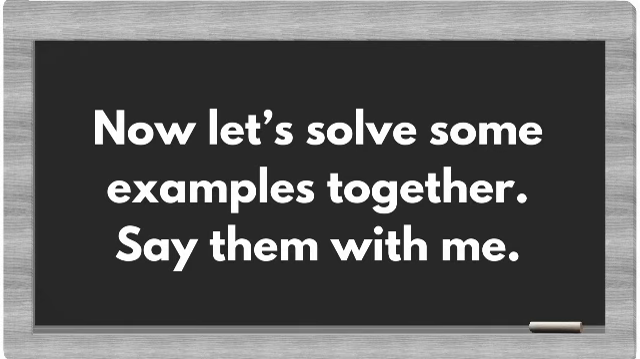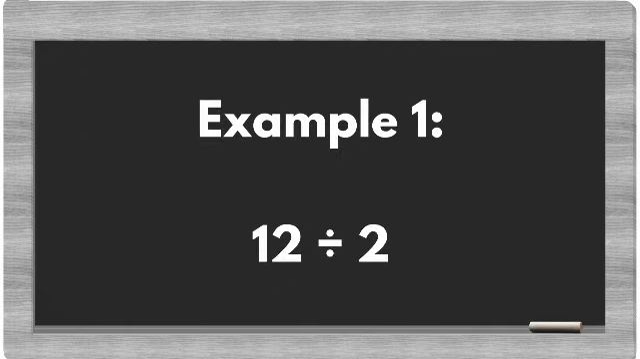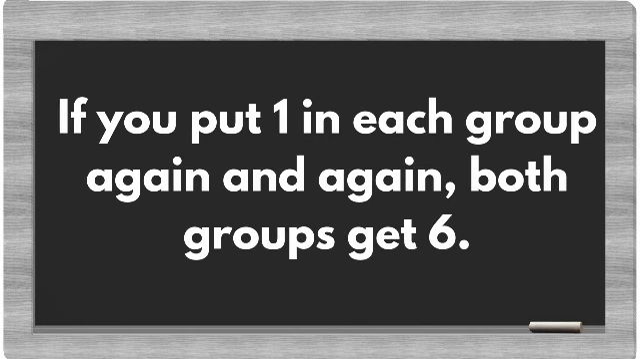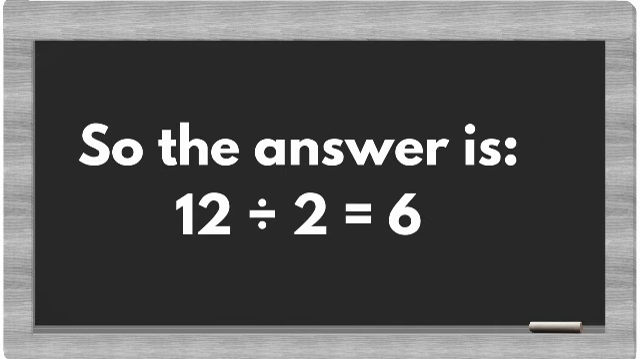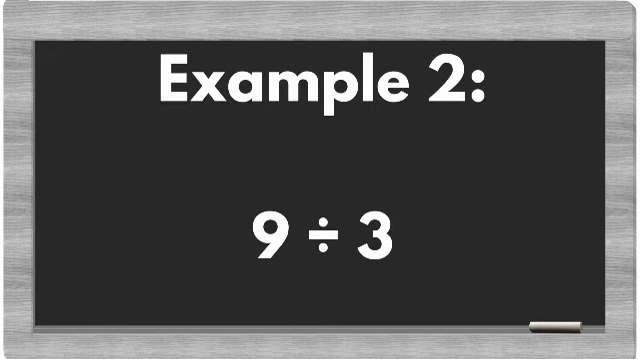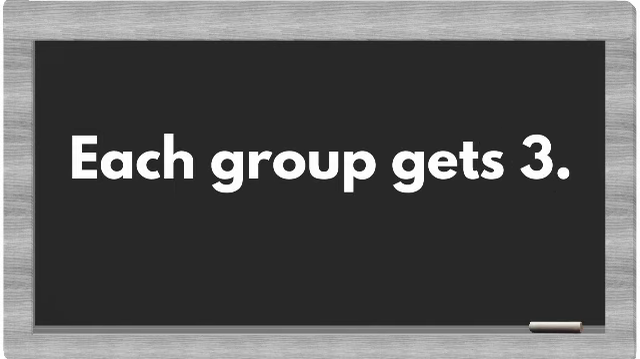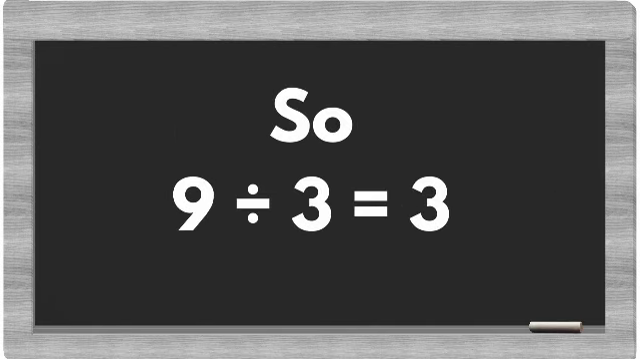Say them with me. Example 1. 12 divided by 2. We want to share 12 into 2 equal groups. If you put 1 in each group again and again, both groups get 6. So the answer is, 12 divided by 2 equals 6. Example 2. 9 divided by 3. We want to share 9 into 3 groups. Put 1 in each group until you finish. Each group gets 3. So, 9 divided by 3 equals 3.